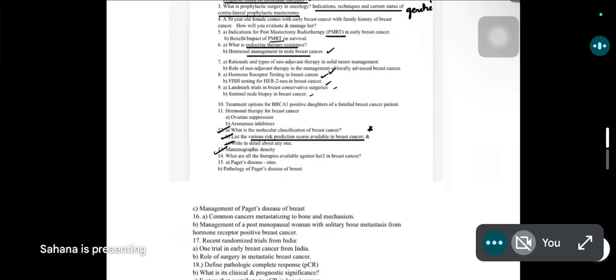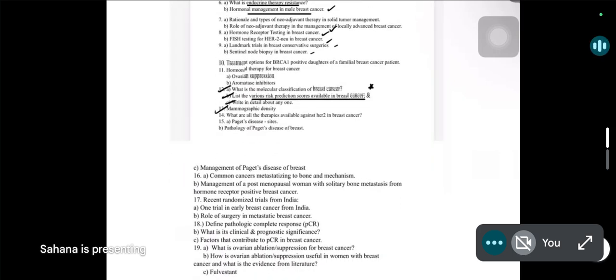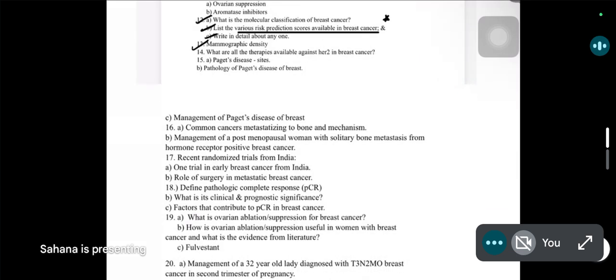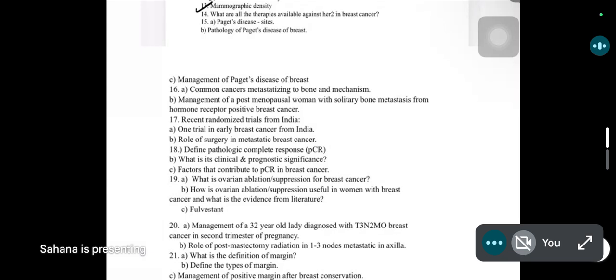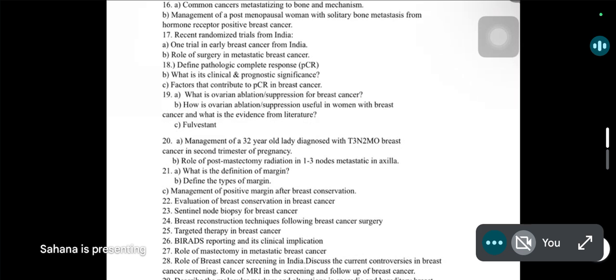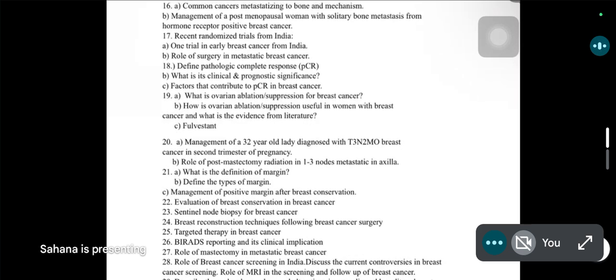Trials have not added, and metastatic I have not included, so only these two are remaining. Then what is there? Okay, and individually about ovarian ablation, suppression, fulvestrant, they've asked. Case-based management of all subtypes, early and locally advanced, they have asked. Then pretty much, and screening with a note on screening in India.